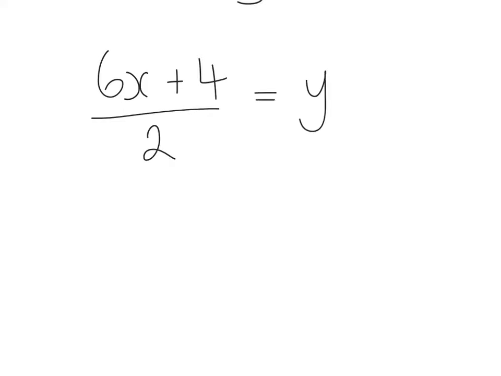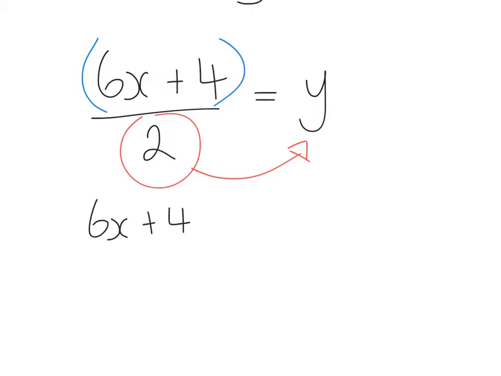Okay, so there's a bit more going on in this one again. Now really, because this 6x plus 4 is all being divided by 2, okay, it's like we've got a set of brackets around it. Okay, so for that reason, we have to move the divided by 2 first, even though we really want to move the 4. The bracket sort of negates that. So the divided by 2 goes to the other side and it becomes multiply. So we're going to have 6x plus 4 equals 2y.